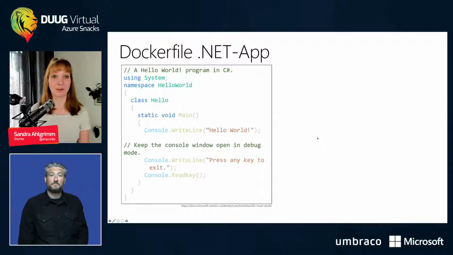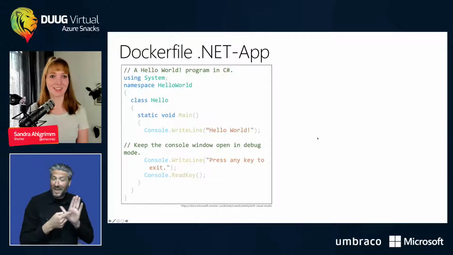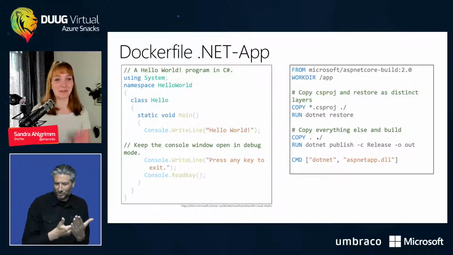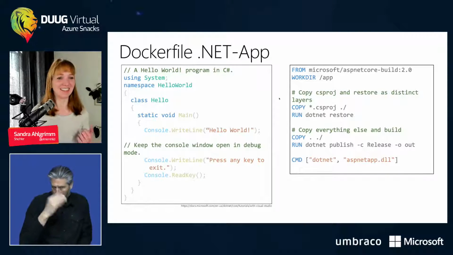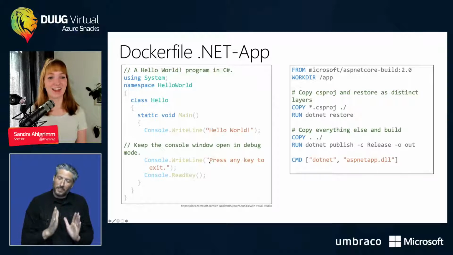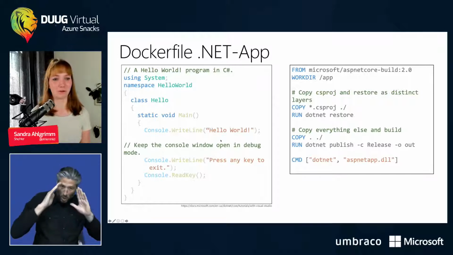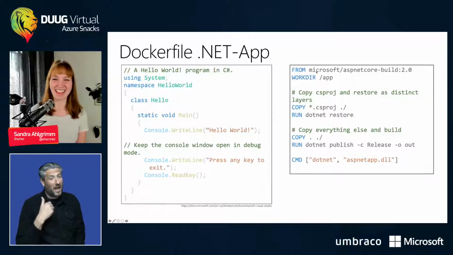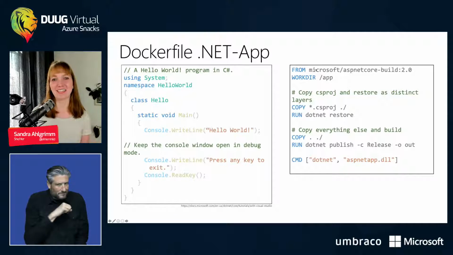Another example for a very, very simple .NET application. As I already told you, I'm not the .NET expert here, so I'm very fine with using hello world. So here I have my hello world, and then I just keep the console window open for debug mode, and I stole that from docs.microsoft.com. And the Dockerfile here would look like this.